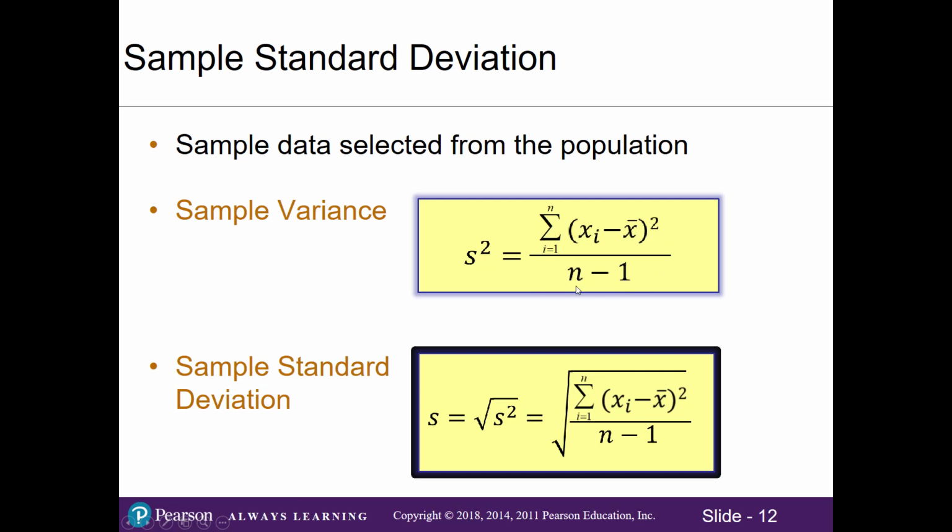Note in the denominator though, now I'm working with my sample size, little n, and subtract 1. So that's the formula for sample variance. And then to get your sample standard deviation, you will square root whatever you found in the variance.